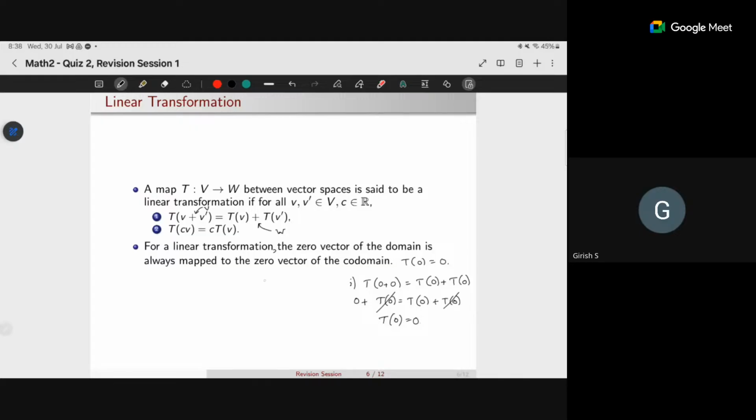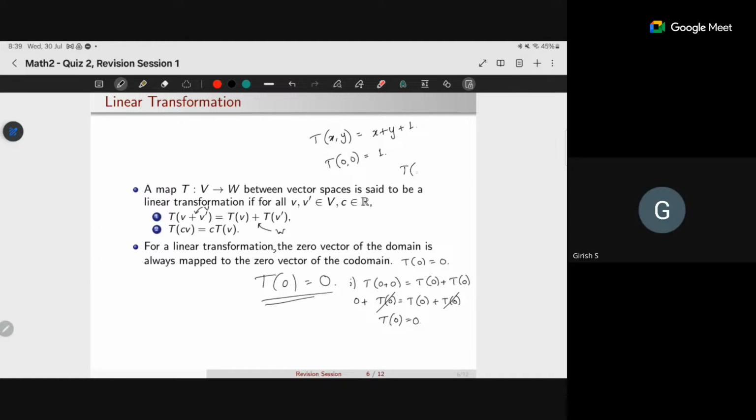So T of 0 equal to 0 is not an axiom that needs to be stated separately, because it can be deduced from the axioms. But this is a fact that always happens. For example, if I have something like T of (x, y) equal to x plus y plus 1, you can look at the image of 0, and here of course 0 means the 0 vector. In the case of R2, the 0 vector is 0, 0 itself. In this case, T of (0, 0) is 1. This is one way of verifying. So T of 0 equal to 0 is a necessary condition for a map to be a linear transformation.